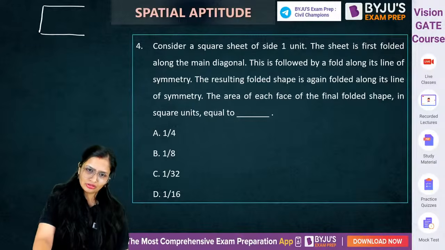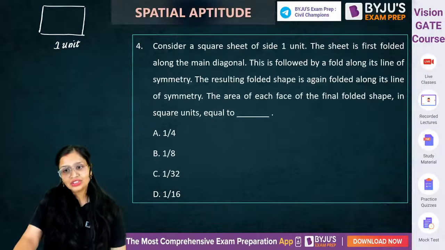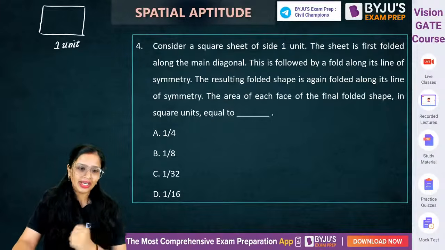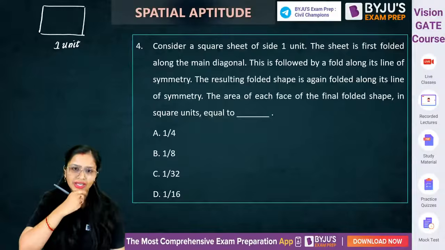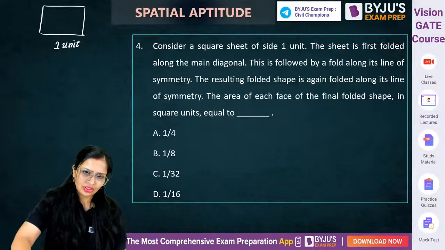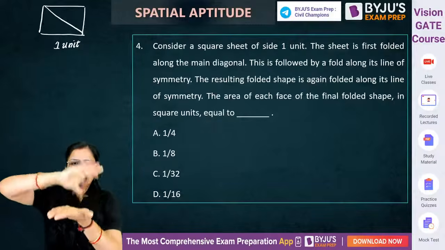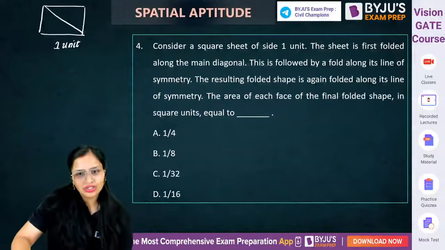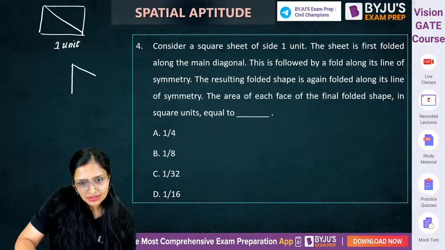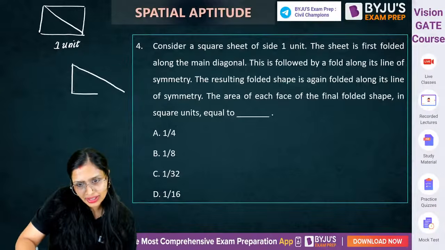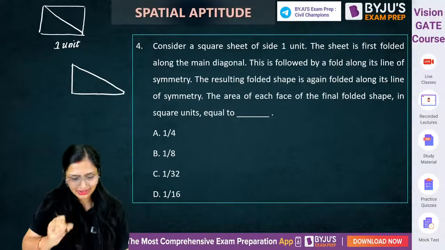My diagram may not be on scale because I am drawing freehand. This is a square of 1 unit. The sheet is first folded along the main diagonal. So you fold it along any main diagonal, from here. If the sheet is there and you fold it along the main diagonal, you will get something like this.